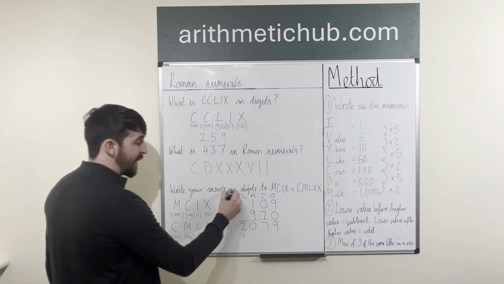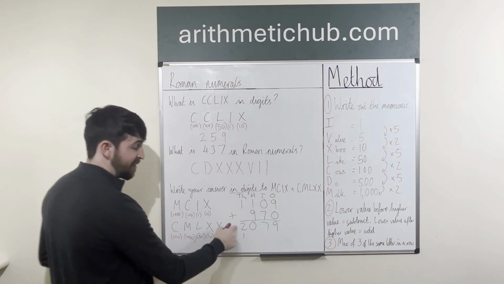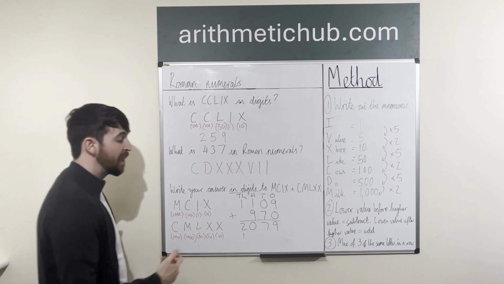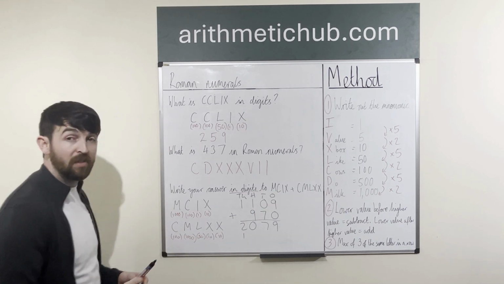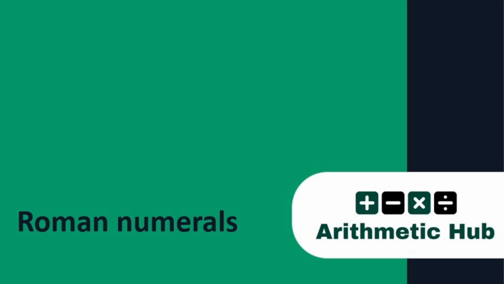Now, answer in digits. So I need to make sure I'm answering in digits. This is in digits. I don't need to change it. So my answer to this question will be 2,079.